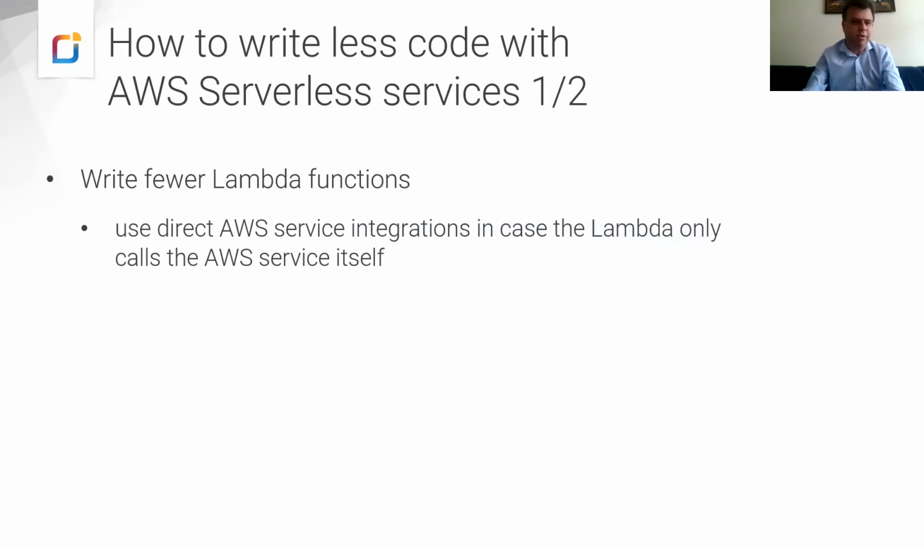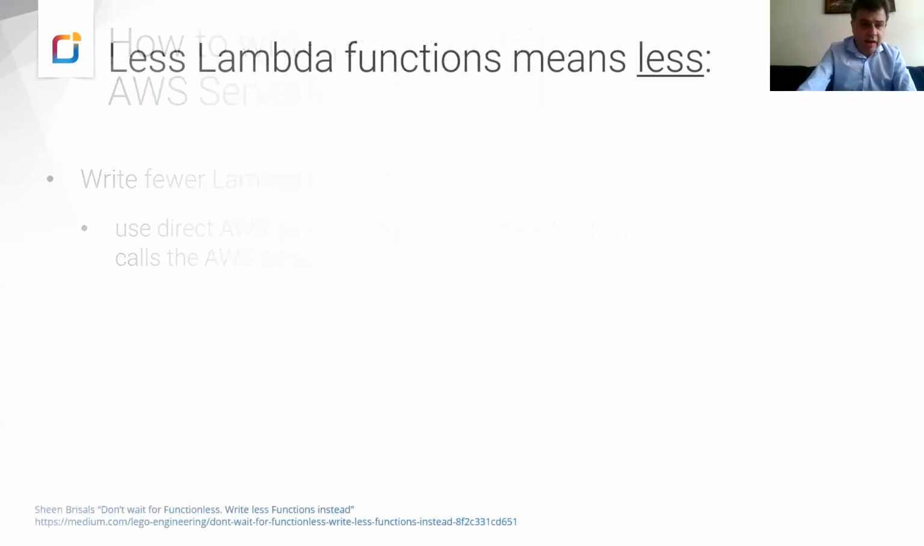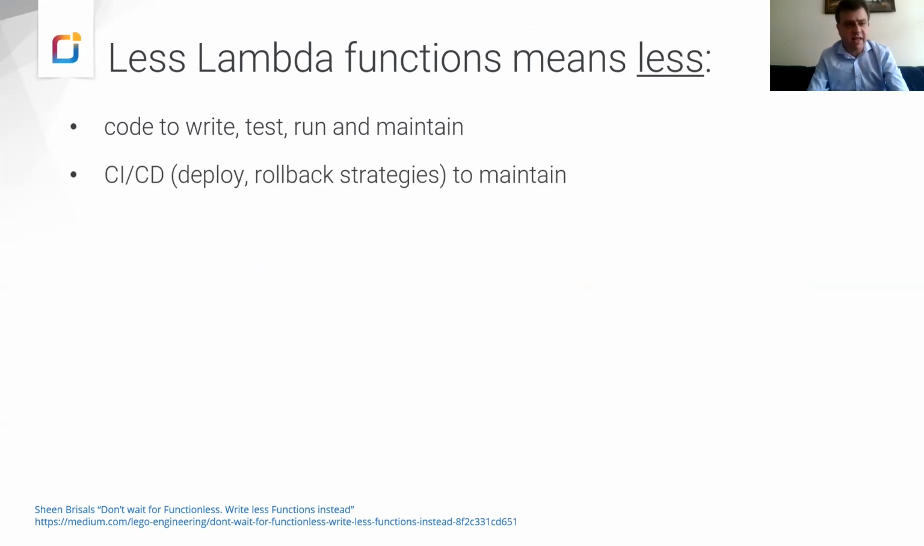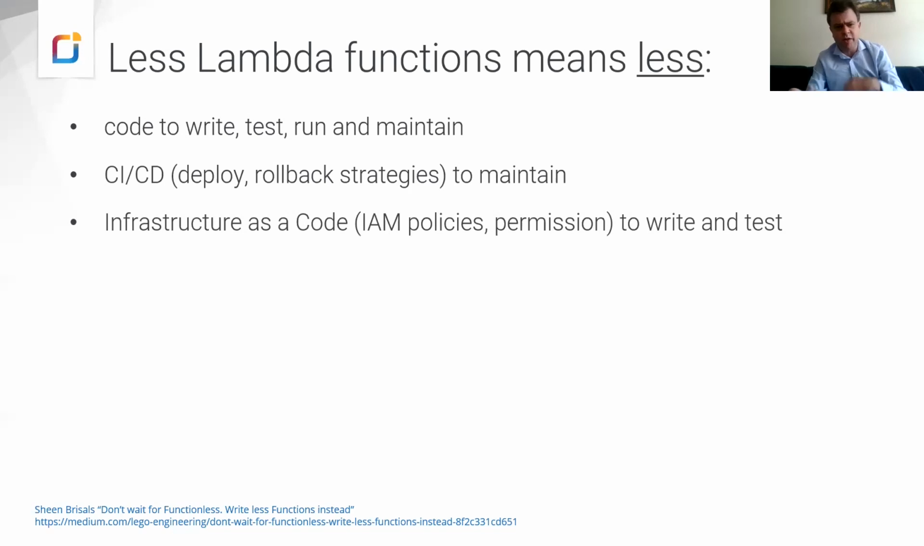The first one is simply to write fewer Lambda functions with your business logic. One of the ways to achieve this is to use AWS service integrations in case Lambda only calls the service and passes everything through and doesn't transform anything. Why is it important to write fewer functions? You write less code, so you have less to test, run, and maintain. You also have less CI/CD, deploy and rollback strategies to maintain, and less infrastructure as code, and fewer IAM policies that should be attached to each function. It also reduces permission management.